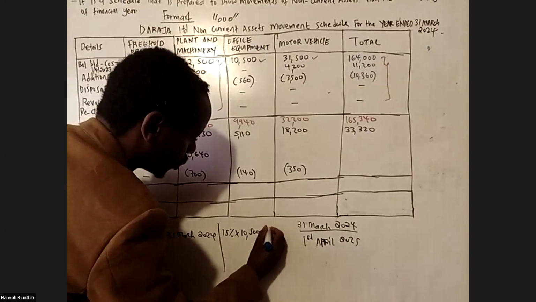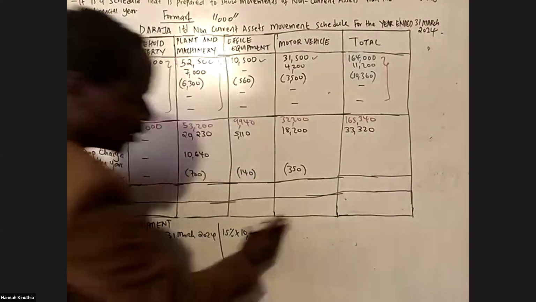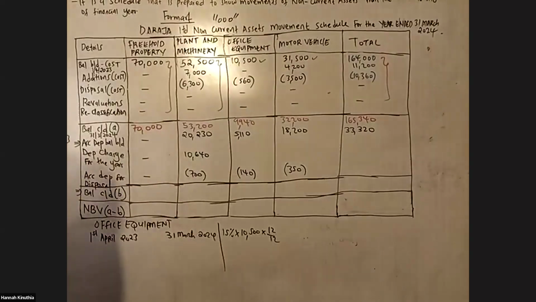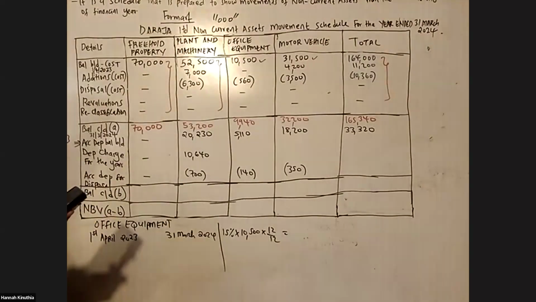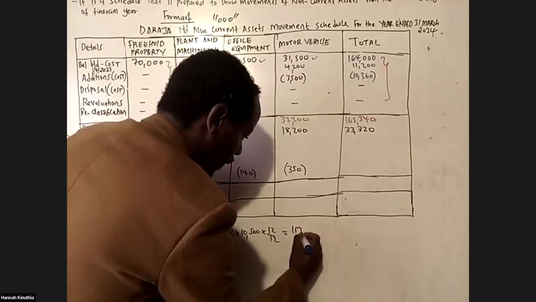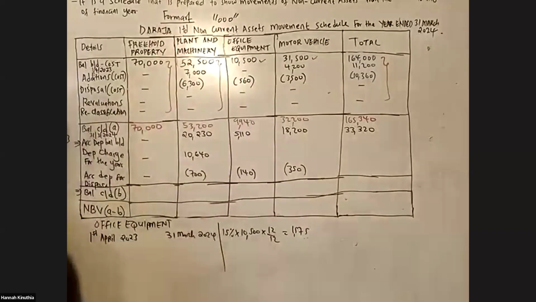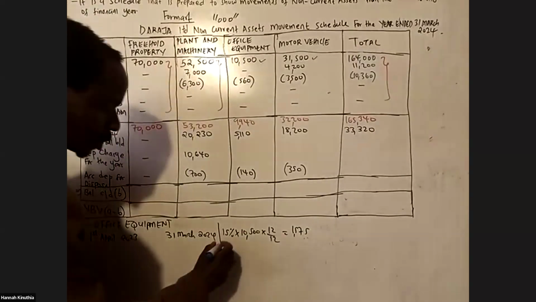Now, it was there throughout the year, 12 over 12. So that one tukianza nayo, it was there throughout the year, itakuwa ni ngapi? So 0.15 times 10,500. So 1575. Now for acquisition there was none. So we go direct to disposal.